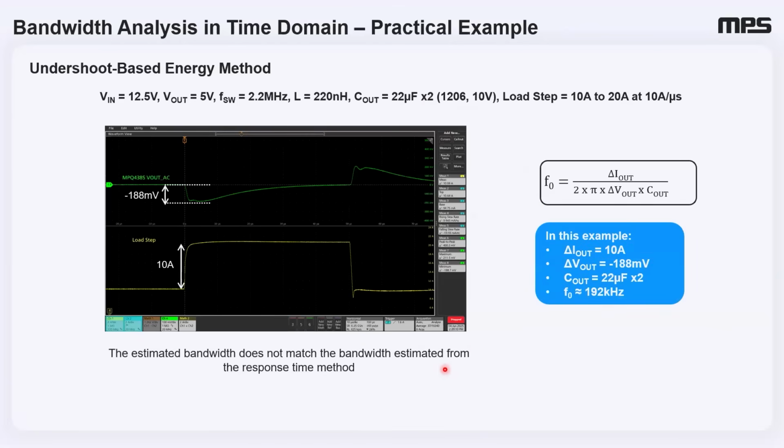Notice this doesn't quite match the 331 kilohertz we got from the response time method. Let's see why the discrepancy in this method.